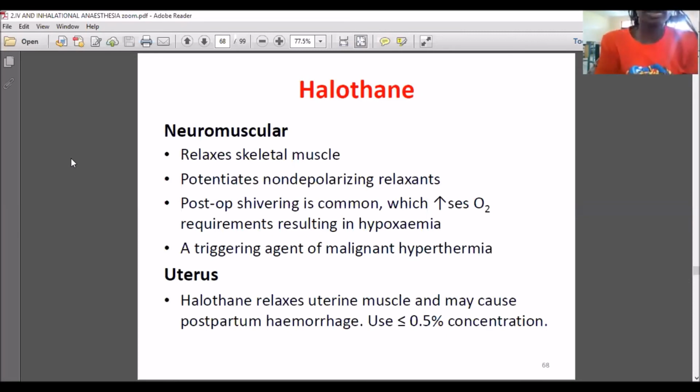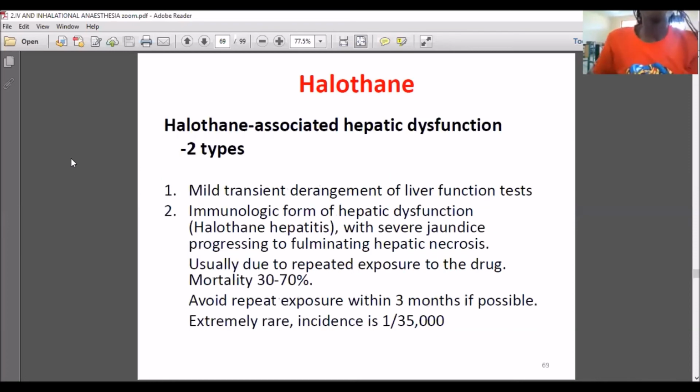In the uterus, halothane relaxes uterine muscle and may cause postpartum hemorrhage, so use less than or equal to 0.5% concentration. Halothane-associated hepatic dysfunction has two types: the mild transient derangement of liver function tests, and the immunologic form, halothane hepatitis, with severe jaundice progressing to fulminant hepatic necrosis, usually due to repeated exposure to the drug. Mortality is 30 to 70%. Avoid repeat exposure within 3 months if possible. Incidence is extremely rare, 1 in 35,000.